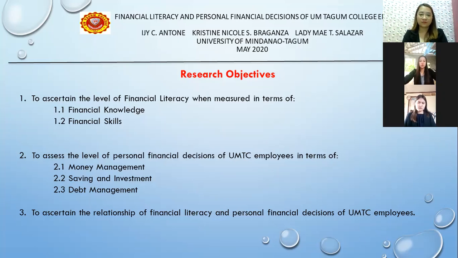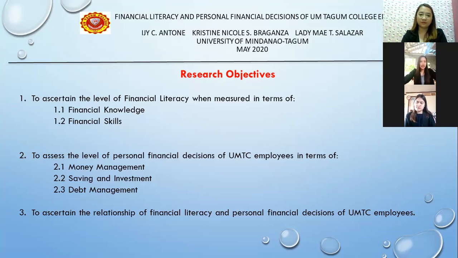These three indicators talk about how certain people manage his or her own money, how he or she controls his or her debt, and the importance of saving and investment. And lastly, research objective number 3 is to ascertain the relationship of financial literacy and personal financial decisions of UMTC employees. So here the study shows what the profound relationship of financial literacy and personal financial decisions of UMTC is.